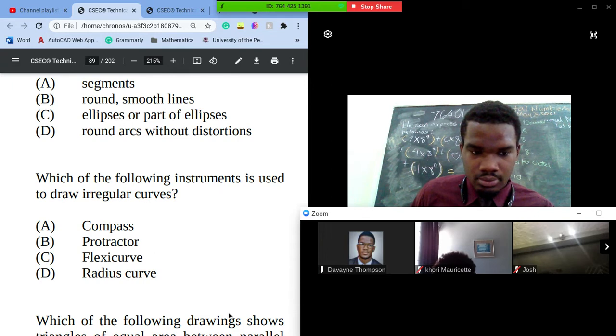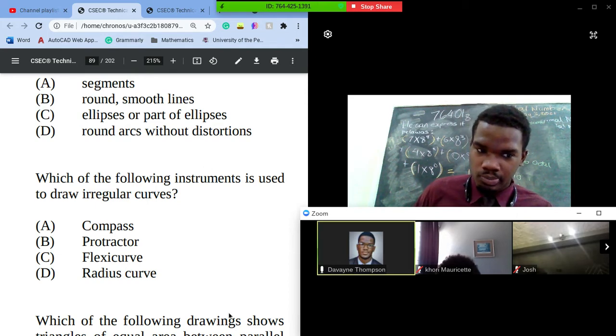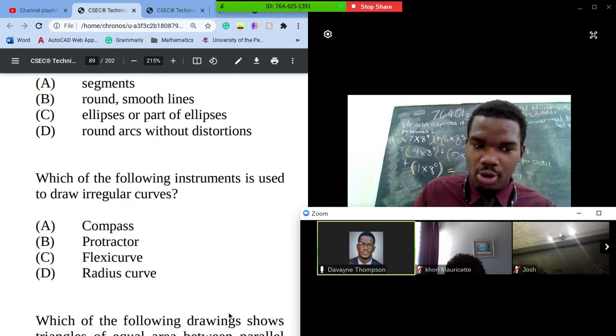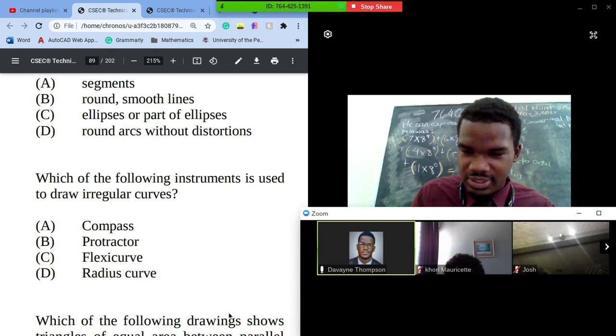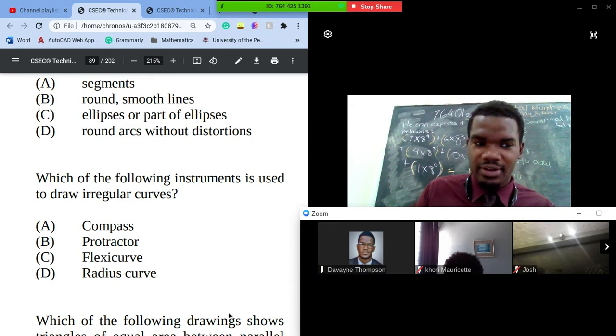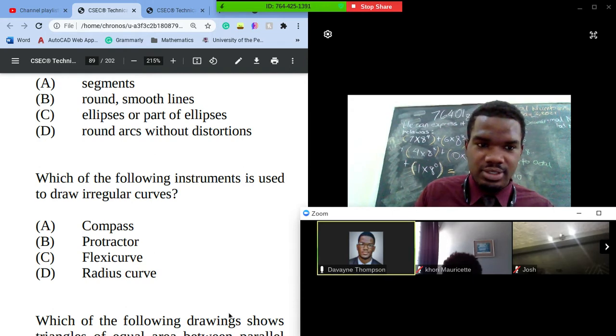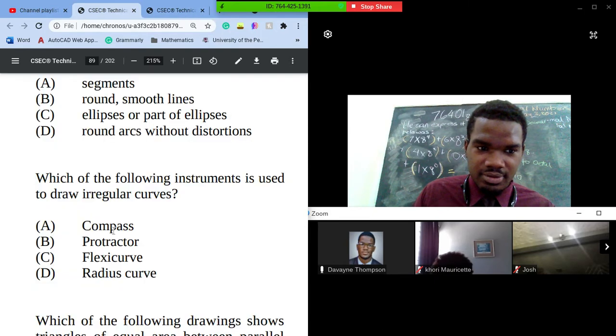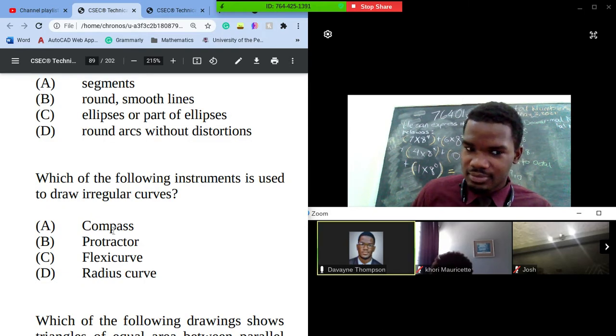The compass is used to draw a uniform circle. Sometimes it could be used to draw curves if you find the radius. A protractor is used to draw angled lines. So those two you're saying are out. How about a flexi curve? Yeah, that's what I was going with. Alright, flexi curve, let's check. I was going to say the flexi curve because the radius curve would utilize the radius.